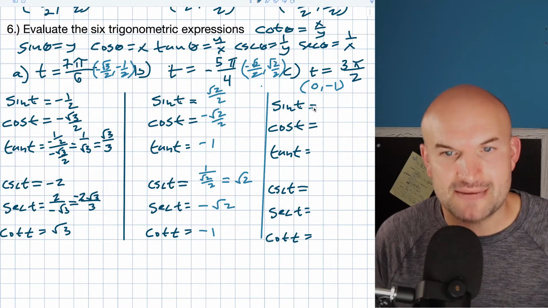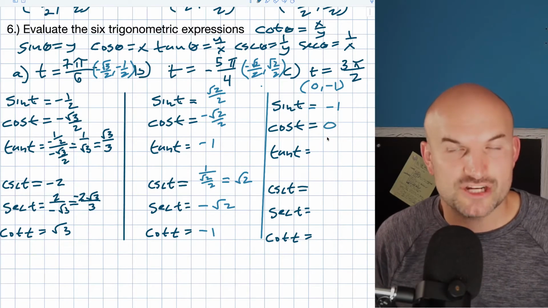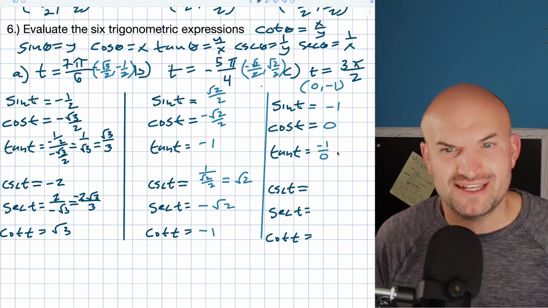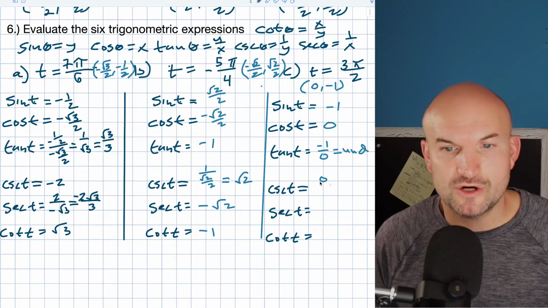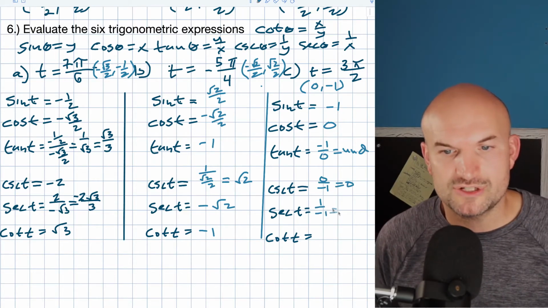So my sine in this example is going to be my y coordinate, which is negative 1. Cosine, x coordinate, which is 0. Tangent, which is y over x. So that's going to be negative 1 over 0, which, ladies and gentlemen, you can't divide by 0. So that is undefined. Cosecant, though, is 0 over negative 1.